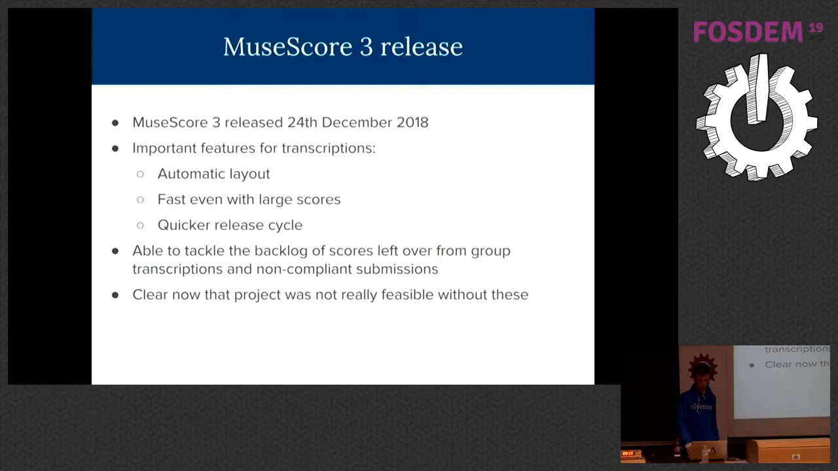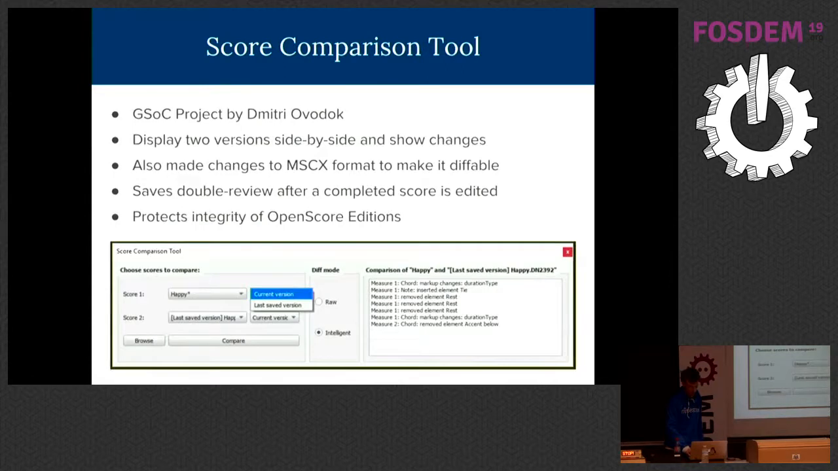Just recently, on the 24th of December, MuseScore 3 was released, and this has important features that enable us to go faster in the future. It has automatic layout, which means that the task of tidying up a transcription that's been finished is much quicker. It also has a score comparison tool, which means that if somebody edits a score, we can get a printed list of exactly what they changed, and this protects the integrity of the scores.